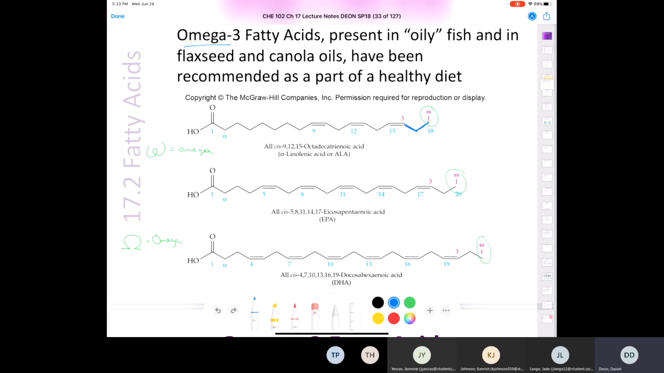I'm not going to try to read all of their names. They have nice, clean and tidy acronyms for people who study these kinds of things for a living: ALA, EPA, and DHA. And these are found in oily fishes like herring and in flaxseed and canola oils, and have been recommended as part of a healthy diet.